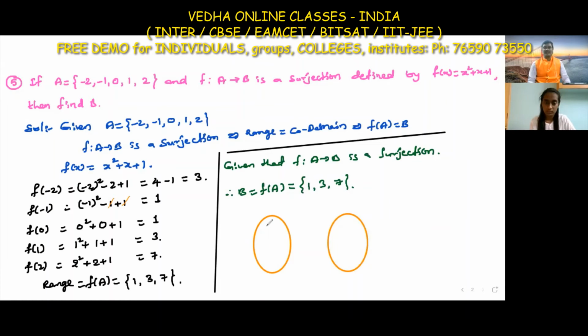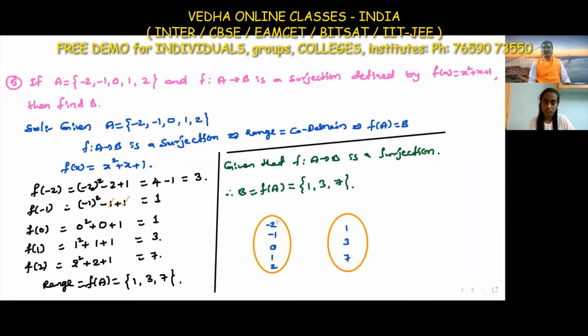So what are the elements here? I am writing the elements here. The given elements are -2, -1, 0, 1 and 2. What are the elements on the right side? Right side elements are 1, 3, 7. Now here I am going to map the elements.